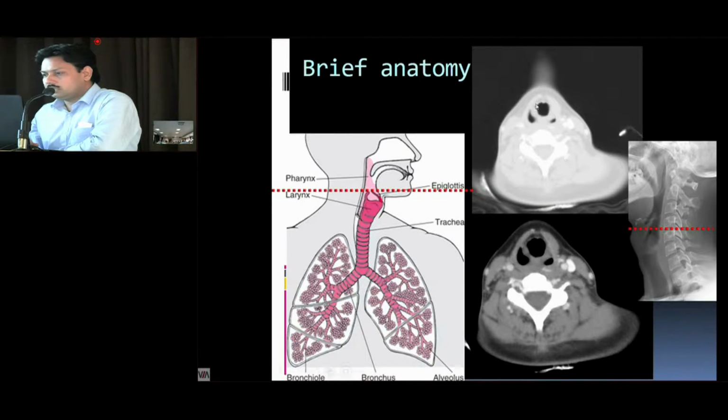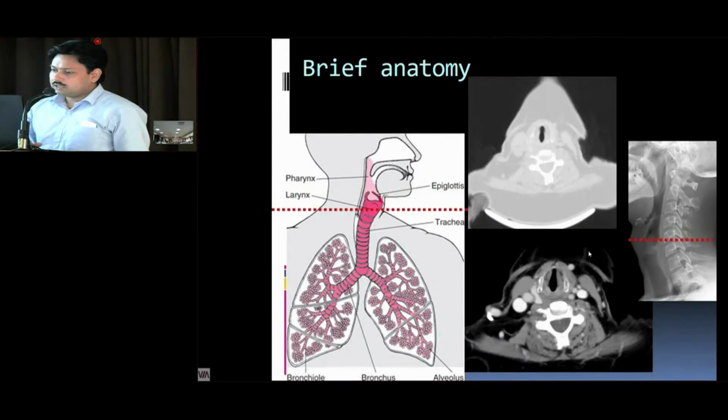So this is the level of pyriform fossa. This is the supraglottic part of the larynx. These are the aryepiglottic folds. So this corresponds to this level, just below the level of the vallecula and epiglottis. These are the level of pyriform fossa. So I have shown sections at the level of pyriform fossa.